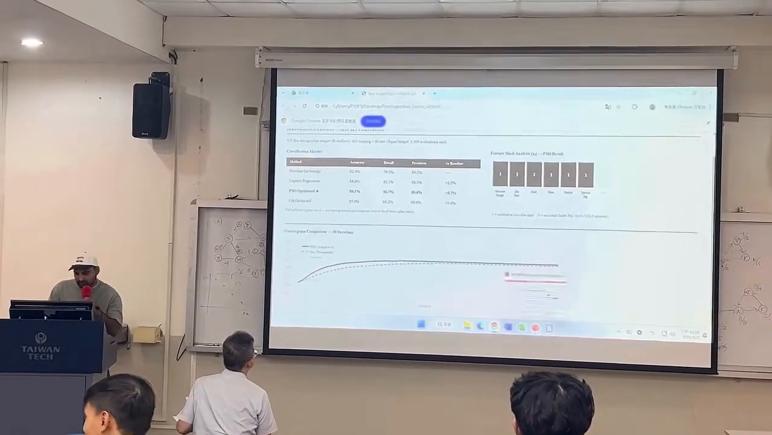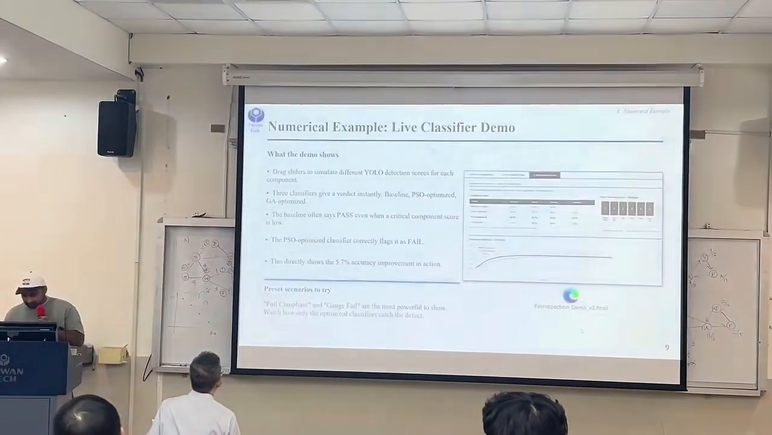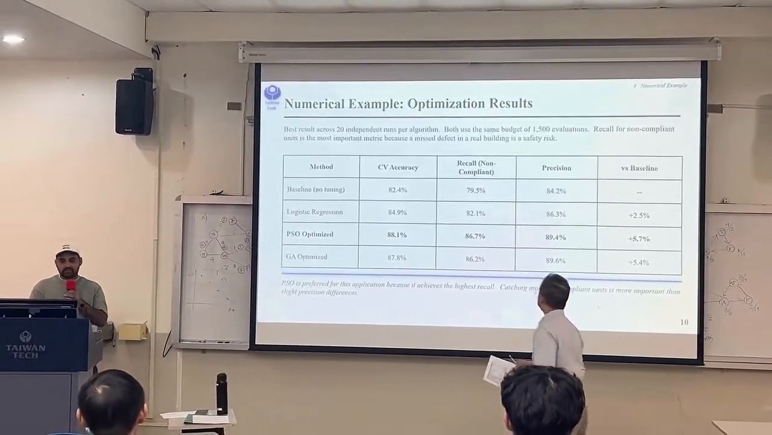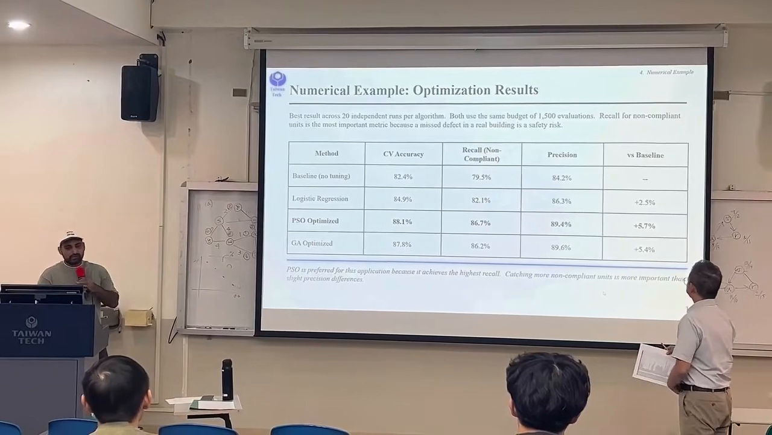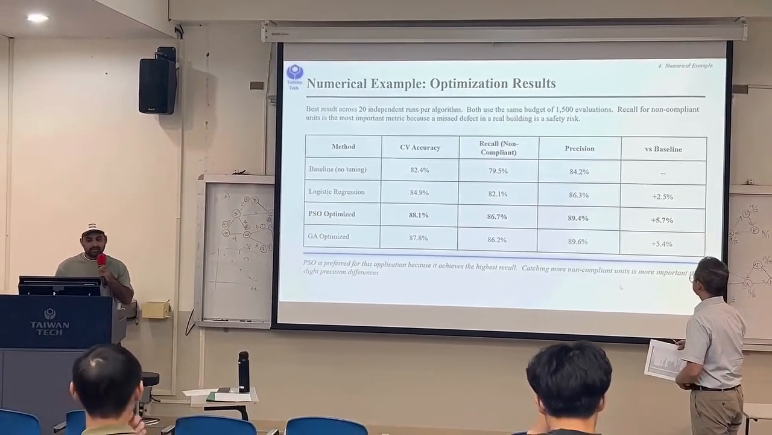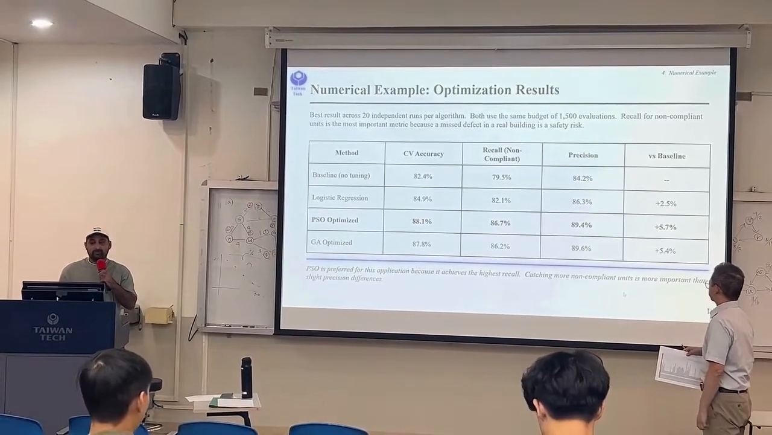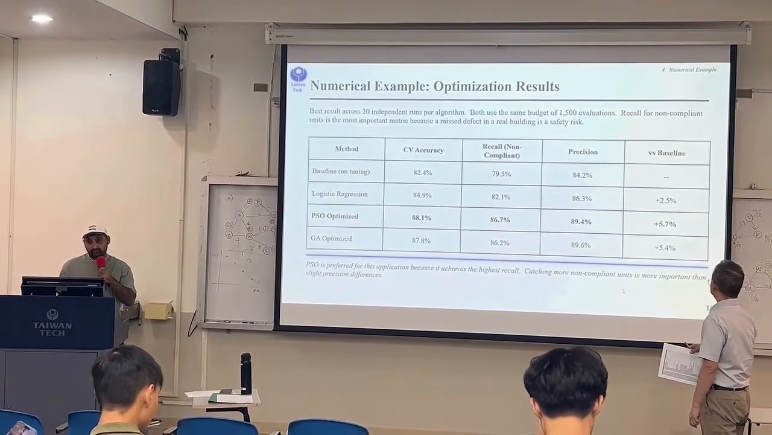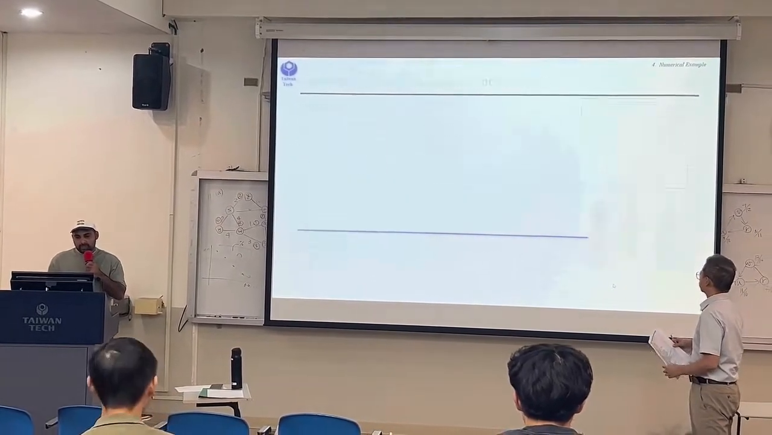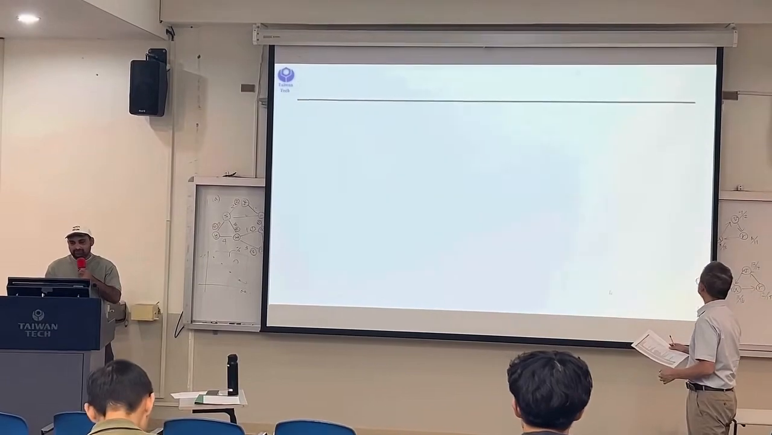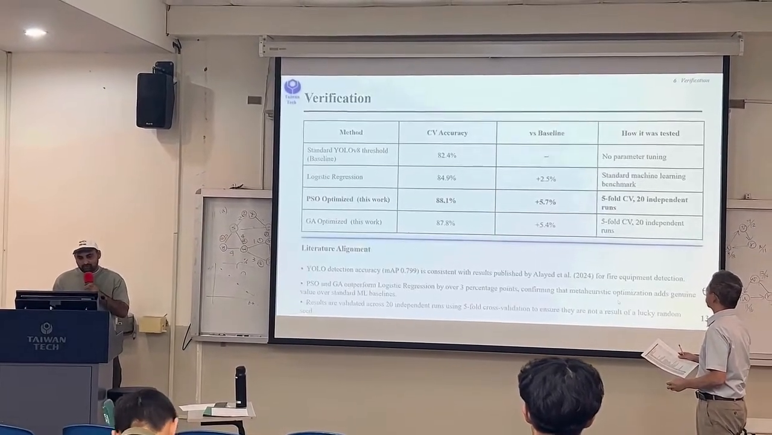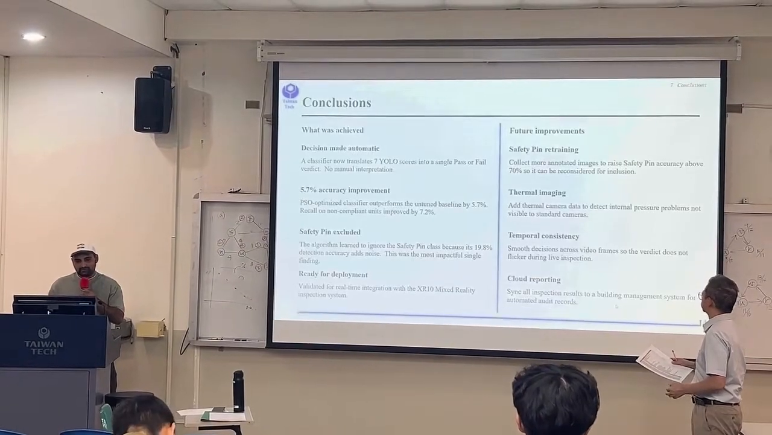I will also show you the presentation. Optimization results: baseline, as I already showed you, 82.4%, and logistic regression, 84.9. Optimization with PSO, 88.1, which is one of the important parts of this project, and GA optimization, 87.8 for the accuracy. I already showed this one, so I will skip it, and I also showed you the features. So I will go directly to the conclusions because of the time limit.